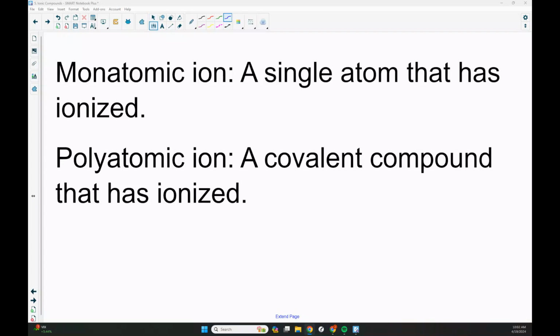So first of all, a monatomic ion is what we've been working with. This is when a single atom has ionized and has a charge. So examples of that would be potassium with a +1 charge, or calcium with a +2 charge, or chlorine with a -1 charge, or oxygen with a -2 charge. Those are all individual atoms that have ionized.